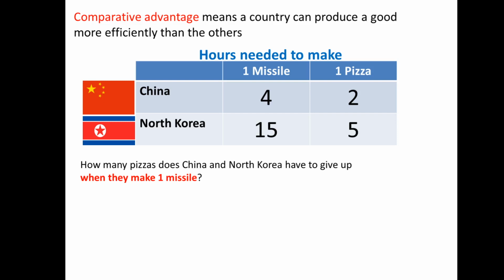So that's the logic here. If the opportunity cost is lower than the other country, then I'm going to produce that, and then I'm going to trade with the other countries.